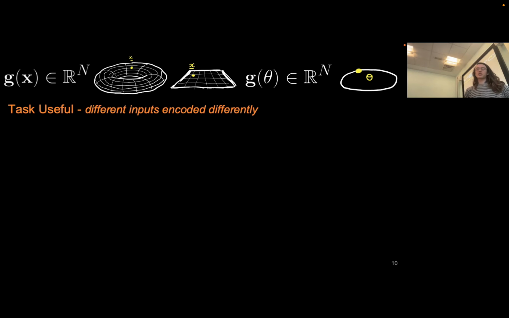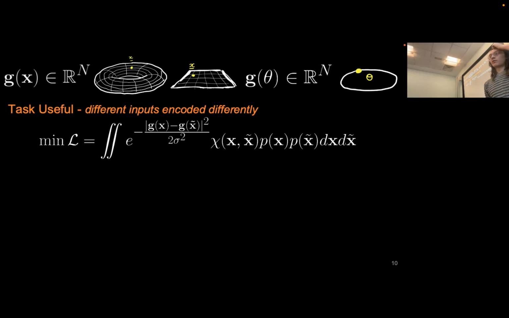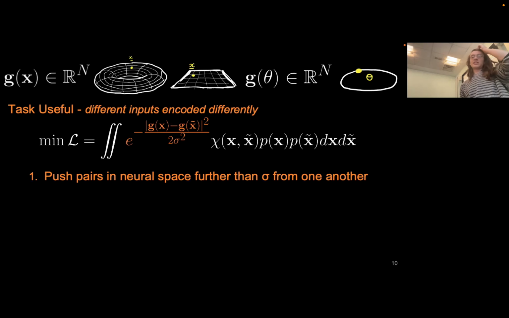So the first of our constraints or goals was that we wanted different inputs to be encoded differently. And we'll do this with the following loss that we're going to try and minimize. So in the first term, it's got this measure of representational similarity. So this is small if the representations of 2 points, x and x tilde, are further apart than sigma. And it's large if they're closer than sigma. And so in trying to minimize this loss, you try and push all the points further than some neural length scale sigma away from each other.